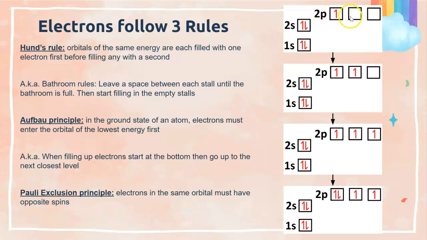Notice how you fill in each orbital first with one electron before you go back and give it a second. And notice that all of these electrons are facing the same way. So arrow going up, up, up. Then you go back and give it a partner and you see your first down arrow. So that's how you complete an orbital diagram.